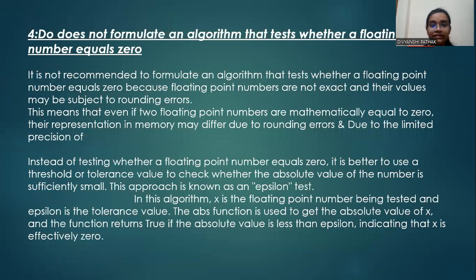Do not formulate an algorithm that tests whether a floating number equals 0. So it is not recommended to formulate an algorithm that tests whether a floating point number equals zero, because floating point numbers are not exact and their values may be subject to rounding error. This means that even if two floating point numbers are mathematically equal to zero, their representation in memory may differ due to rounding errors and limited precision.